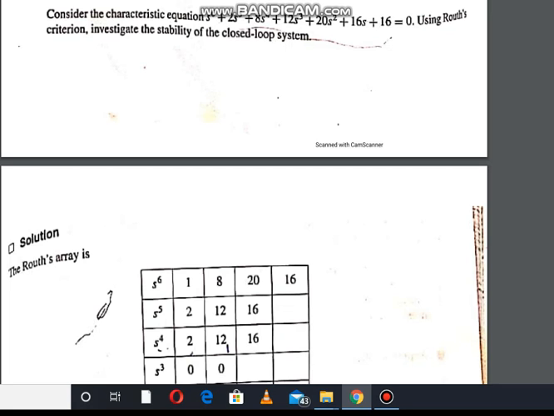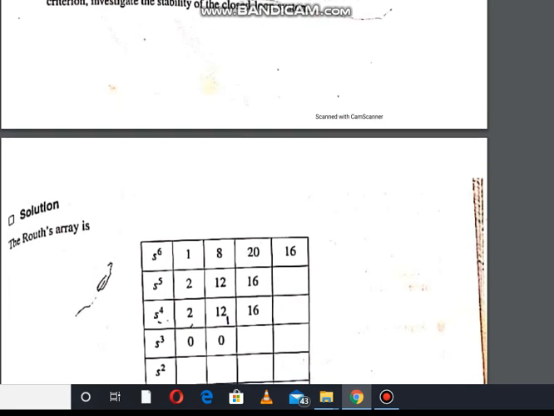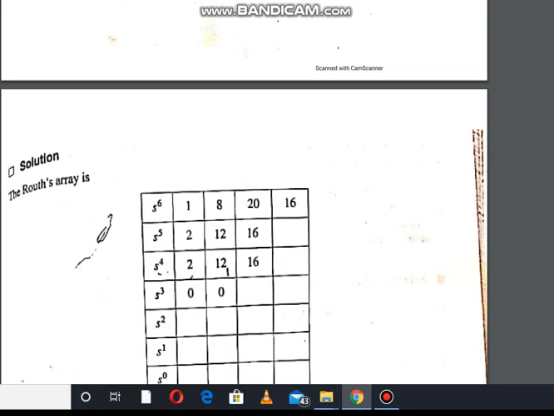To find the next row values, that is the s cube row, we consider the previous two rows and the 2 cross 2 matrix, which is 2, 2, 12, 2 divided by 2. If we cross multiply, we will get 0. To find the next value, we leave the second column, it is 2, 2, 16, 16 divided by 2. So we will get 0. In the same row, all the values are 0. So this is difficulty 2 in Routh-Hurwitz criterion: the whole row value will be 0.